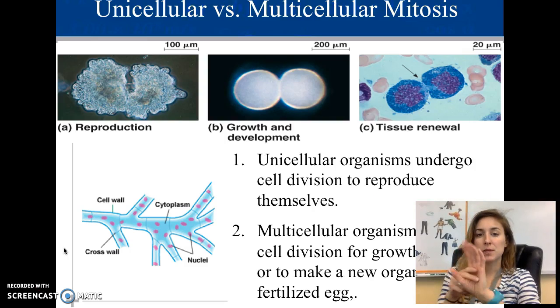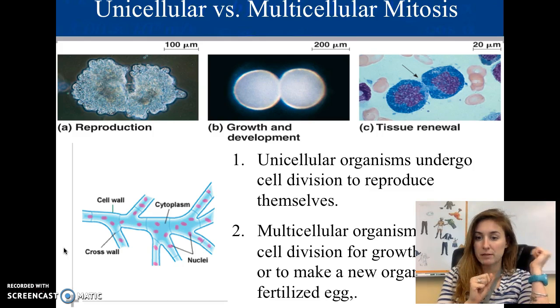There is a big difference between unicellular and multicellular mitosis. Unicellular organisms undergo cell division to reproduce themselves. Multicellular organisms undergo cell division for growth and repair, but for new organisms, they're going to make a cell with half the genetic material to make an egg and a sperm so they can be fertilized.